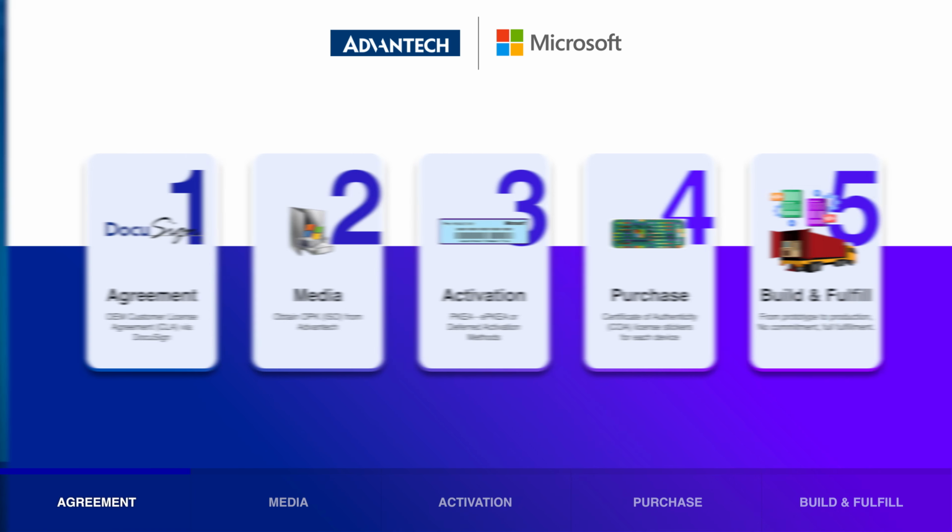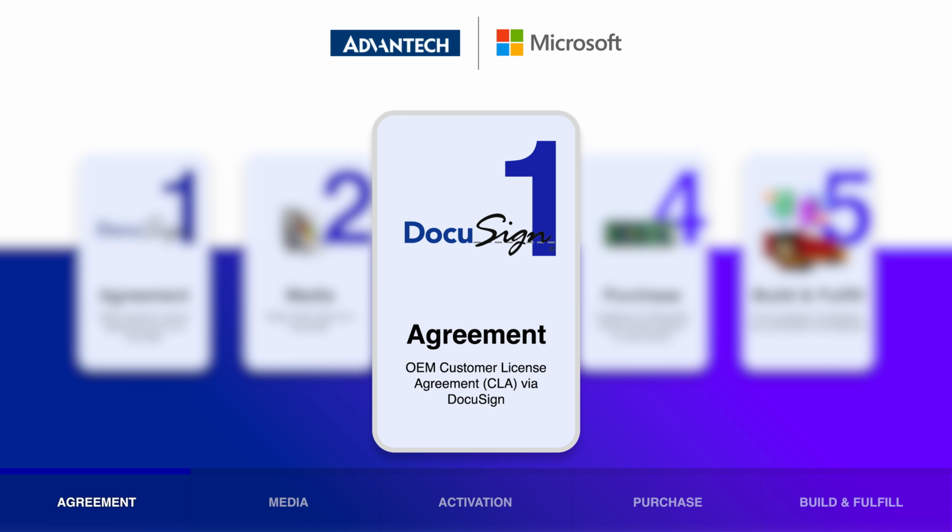No. So when that happens, what I usually will do is make sure they're qualified. It is for a dedicated purpose, not for general computing. And then I'll explain the process. The process begins with a Microsoft OEM customer license agreement. This is an online agreement between the customer, the OEM or ISV, or whoever wants to use the software, and Microsoft.